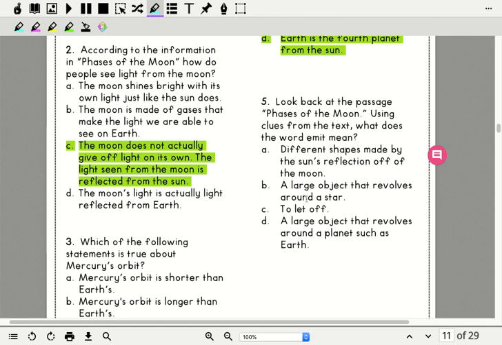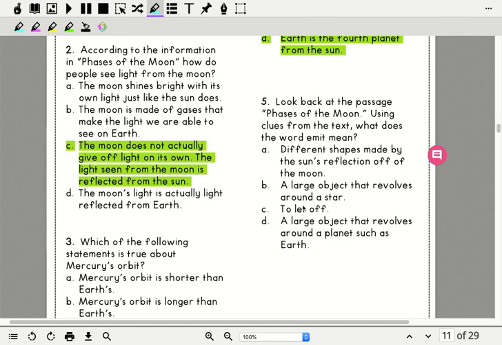Let's look at number five. Number five says, look back at the passage phases of the moon. Using clues from the text, what does the word emit mean? So when I go back, it's in the first sentence of the second paragraph. It says, while it may look like it does, the moon does not actually emit, okay, so there's my word, or let off any light. So when it says or let off, that's our context clue to help us.